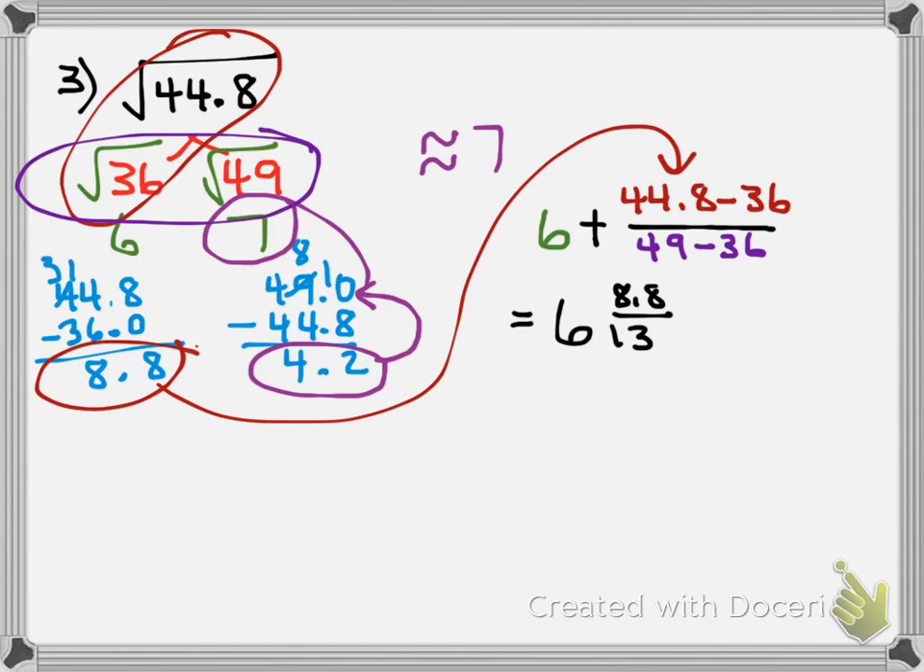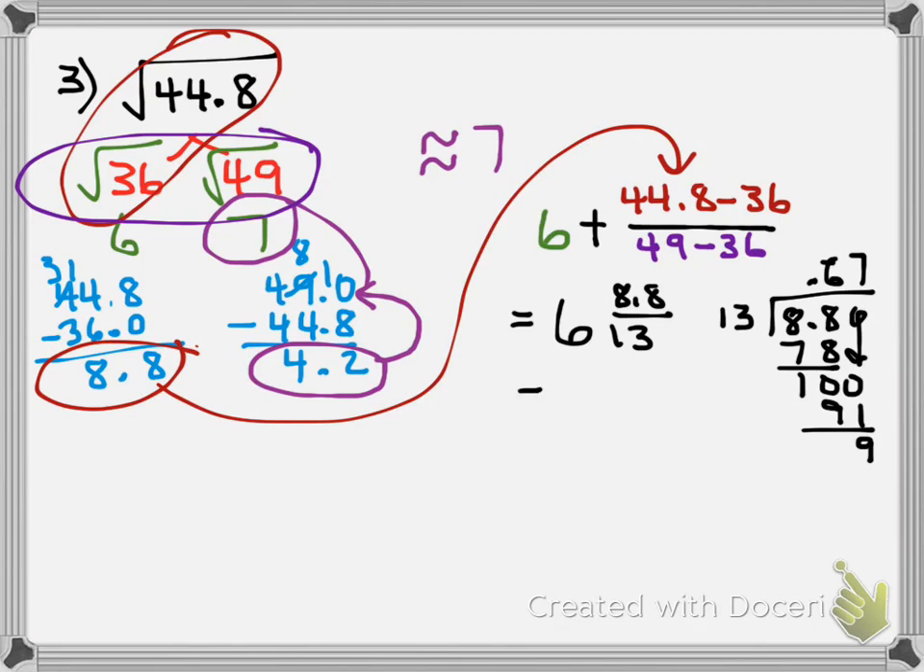Okay. Next, I'm going to do division. 13 goes into 88 6 times, which is 78 with a difference of 10. And 13 goes into 107 times, which is 91 with a difference of 9. So what I have is 6.67. But I do need to round to the nearest tenth. What's the 7 going to do to the 6? It's going to go up. So my answer is approximately 6.7. Okay? That's what's going to be on your homework tonight.